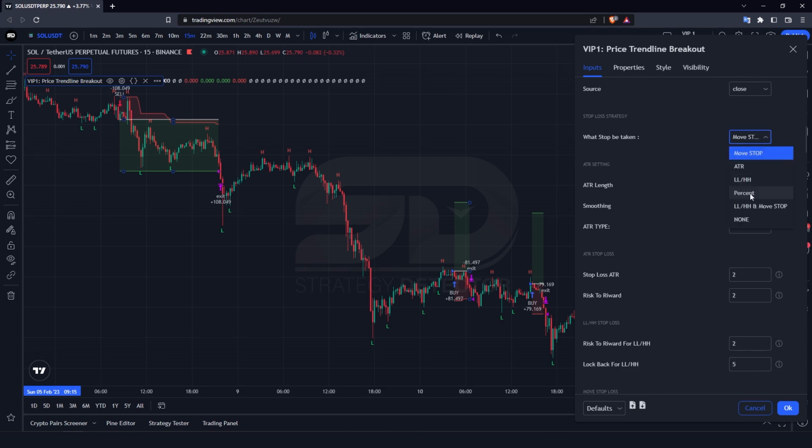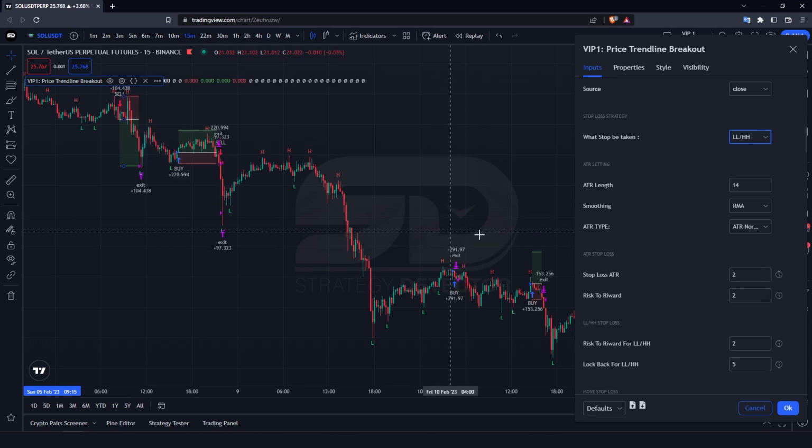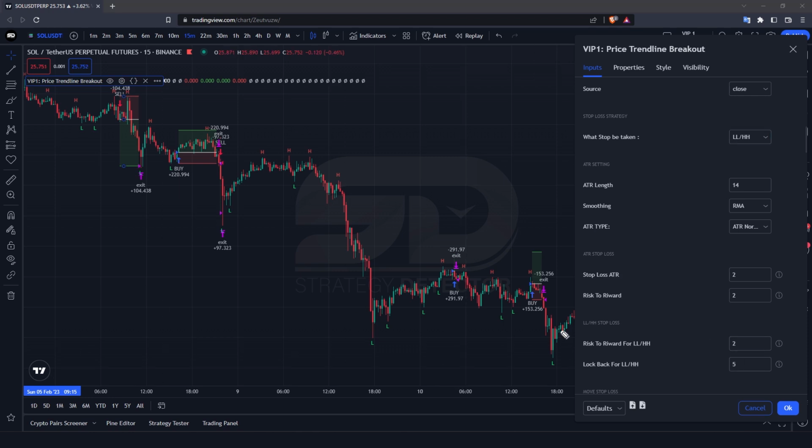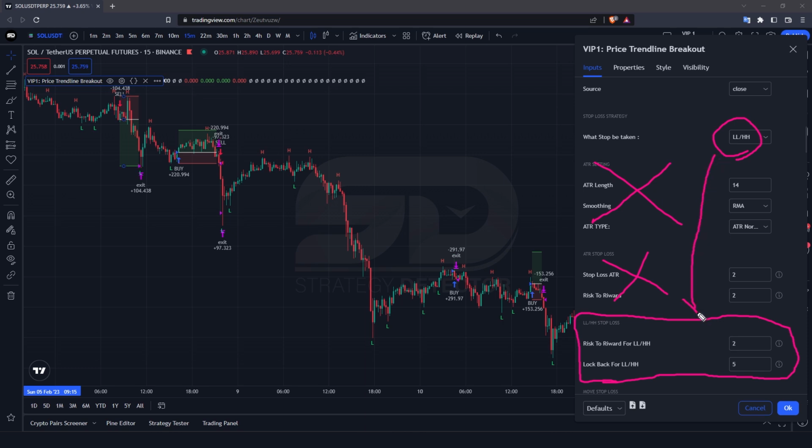The next option that I'm going to explain is the last recent swing low and last recent swing high for our stop calculation. All the settings related to this type of stop are in this section. It means that when you choose this lowest low, highest high here, this part is useless now. Also, this part is not going to work either. And all the settings for this section are only in this part. So you can adjust the settings using these options here.